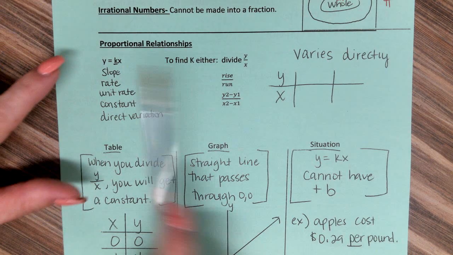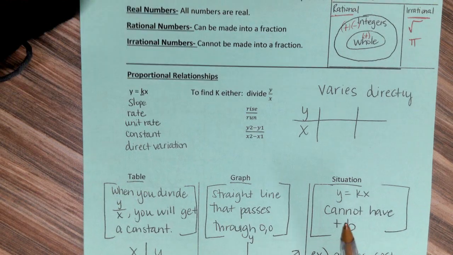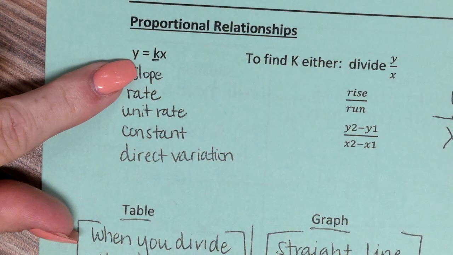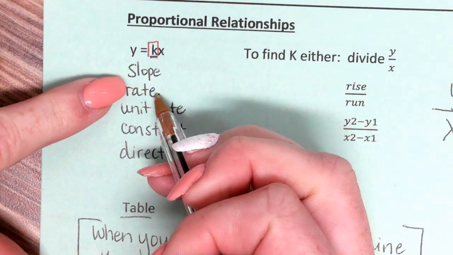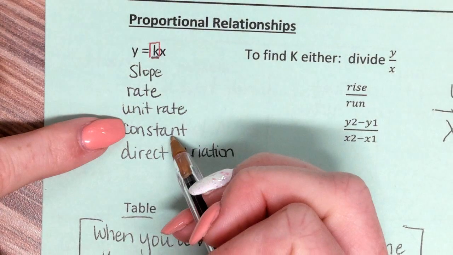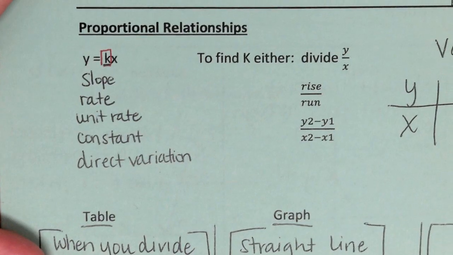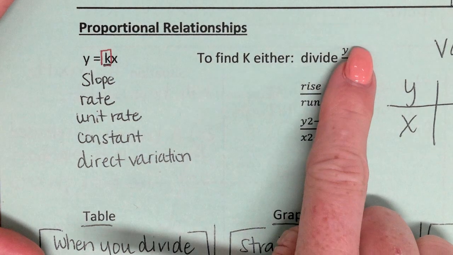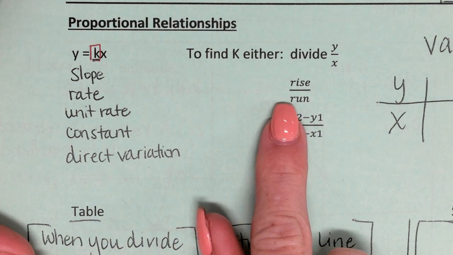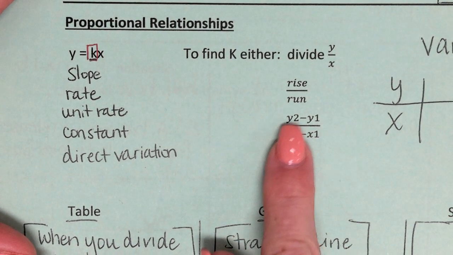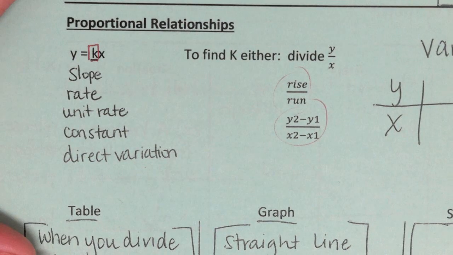Well, we write it on our STAAR chart. Y equals kx. What does the k represent? What does this represent right here? Slope, rate or unit rate, the constant or direct variation. It says to find the k, you can just divide y divided by x. You can also do rise over run. You can also do the slope formula. These are all ways to find the rate.